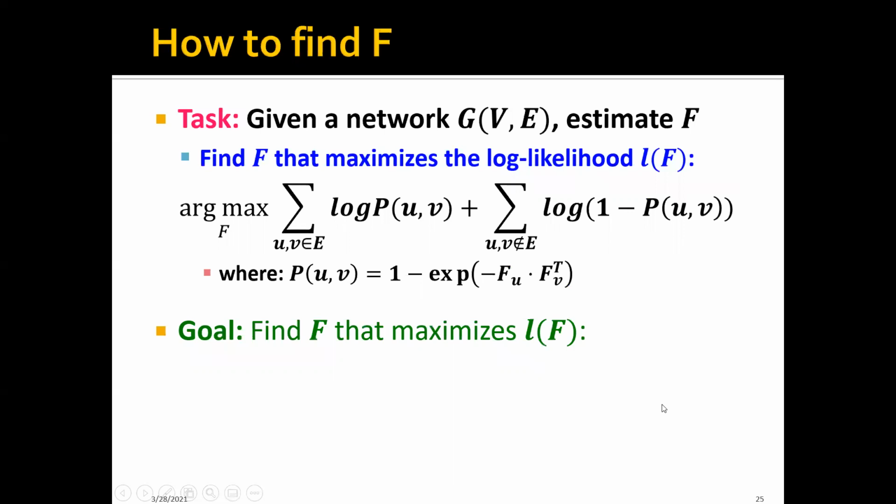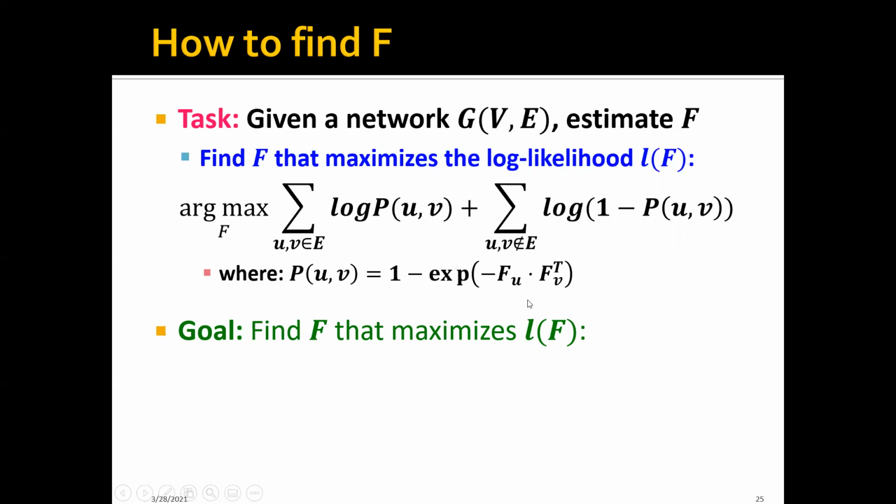And now the task we have, basically the MLE, will become something like this, where we are given a network G of the node set V and edge set E, and we want to estimate a big matrix F. So basically, we want to find an F that maximizes the log likelihood L of F. And this is the log likelihood that we want to maximize, where this P of UV is equal to our old friend 1 minus the exponential of minus the inner product of FU and FV.